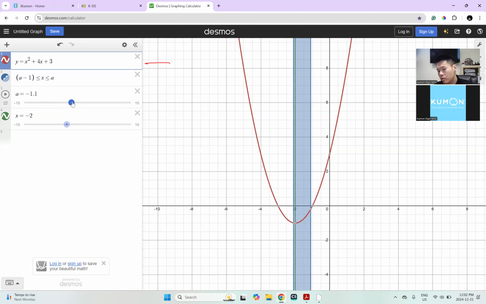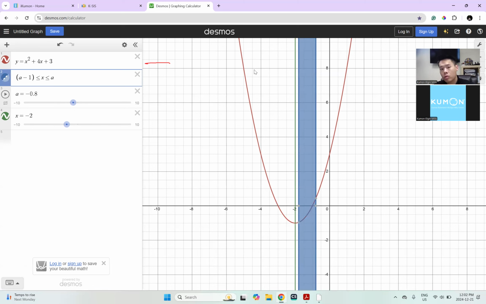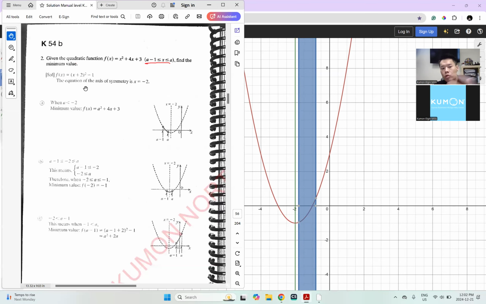And as you can see, this will continue to happen. The minimum continues to be here until my a minus 1 is bigger than -2, which means until my left side extreme, a minus 1, is equal to or bigger than that. Up until this point, the minimum point is still the vertex. But if it's on the right side now, where's my minimum point? Right here.